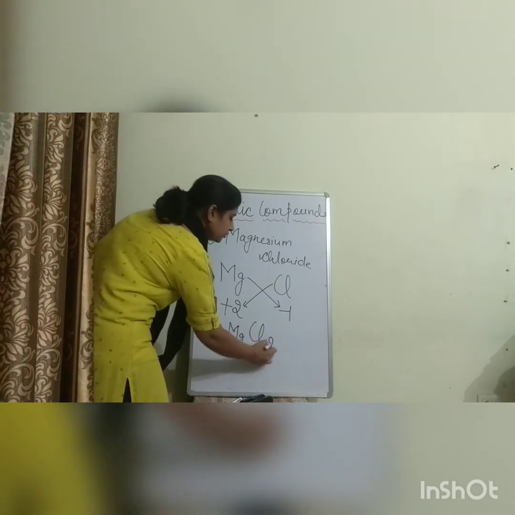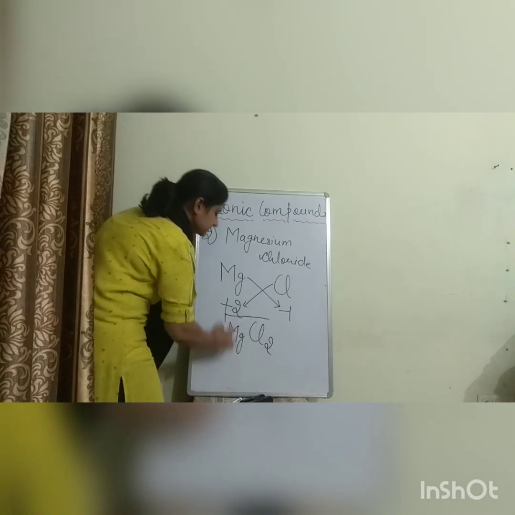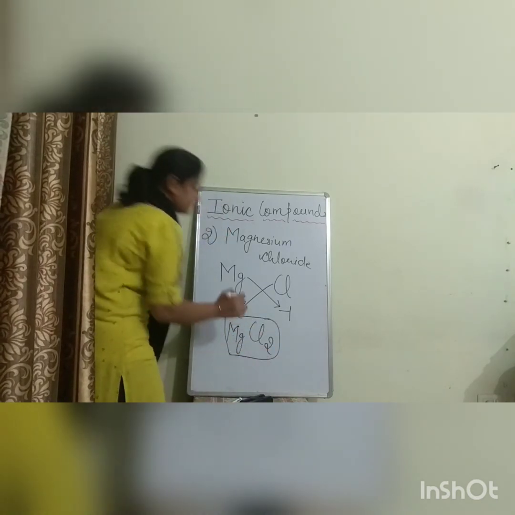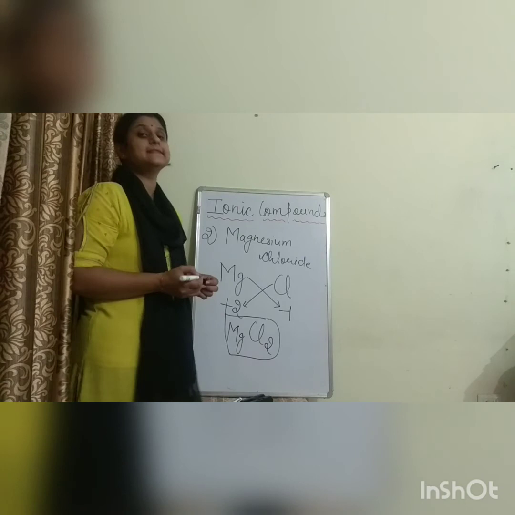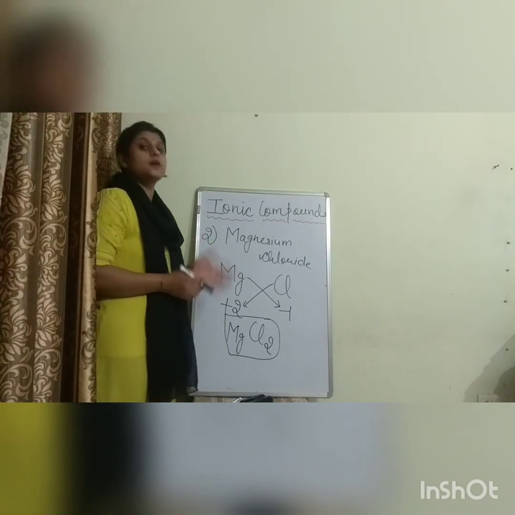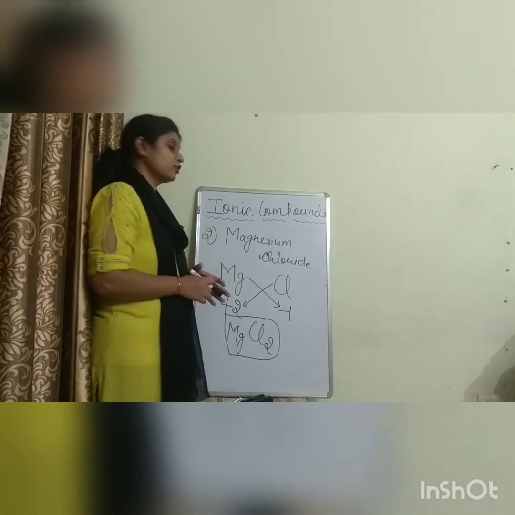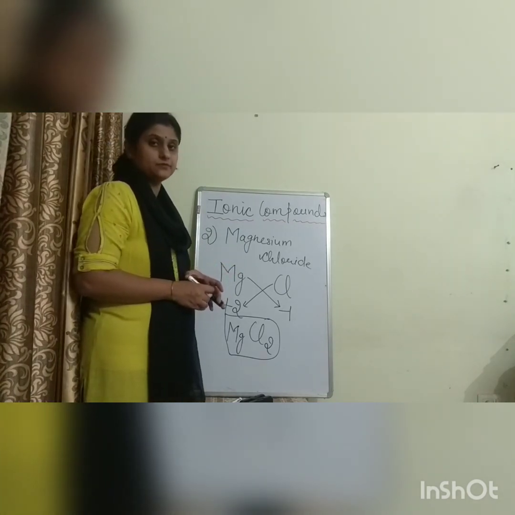But as I told you, in writing the final formula we do not use signs. So the formula of magnesium chloride is MgCl2. I hope you have understood the concept of ionic compounds and how we can write down the formula of ionic compounds.